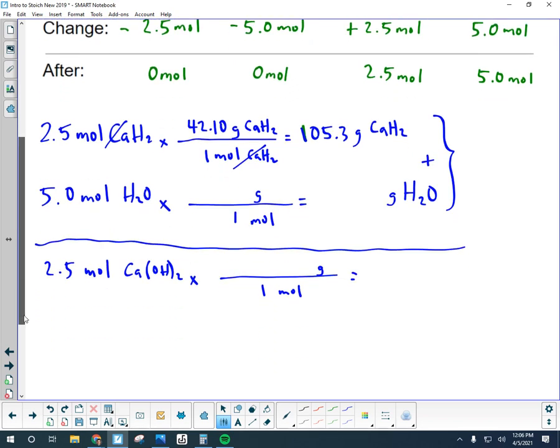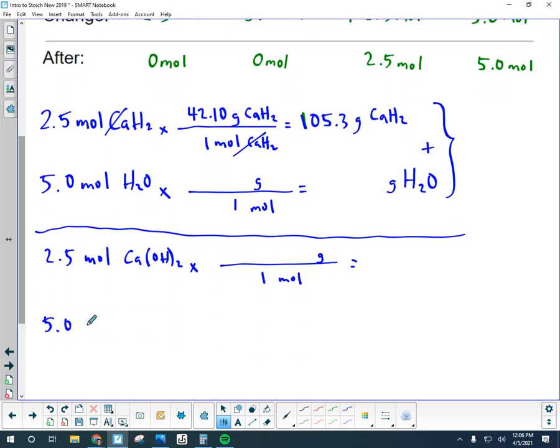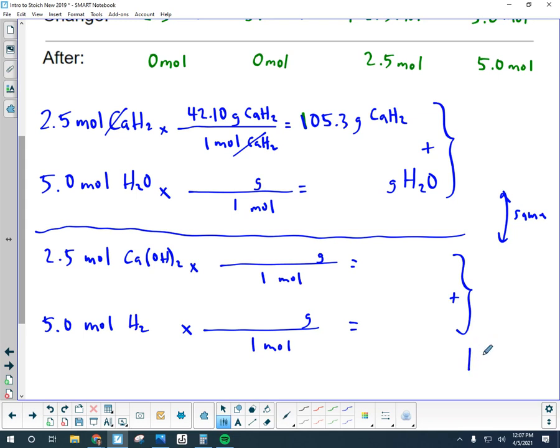And then 5 moles of H2 is produced. You want to multiply by its grams per 1 mole. And when you add those 2 up, your totals should be the same. If it's not, there's something wrong in a calculation. Okay, I will tell you the magic number that you're looking for here is 195.4 grams. If you get that before and after, you've done things correctly.